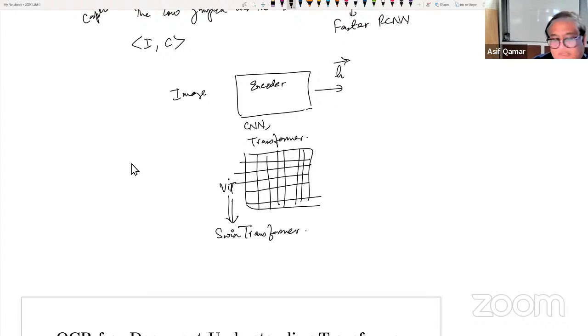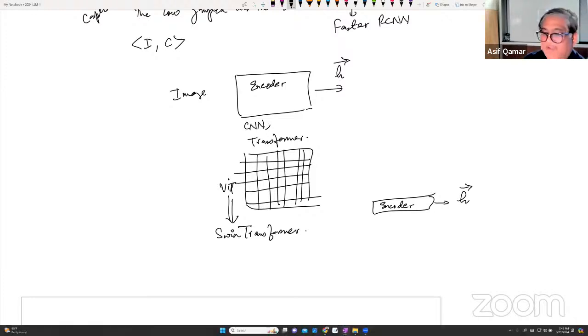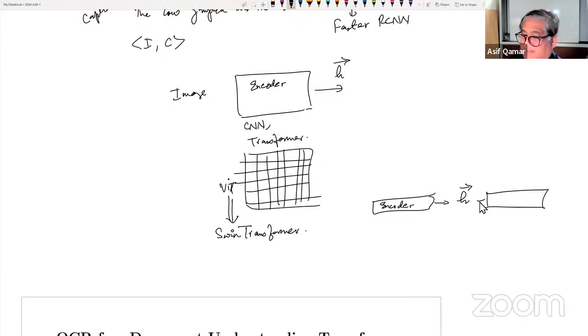And now think of a sequence to sequence model. What is a language model? You have an encoder in a language model. You have a latent representation. It produces a hidden state, isn't it? And then what do you have? A decoder. You have a decoder, isn't it?